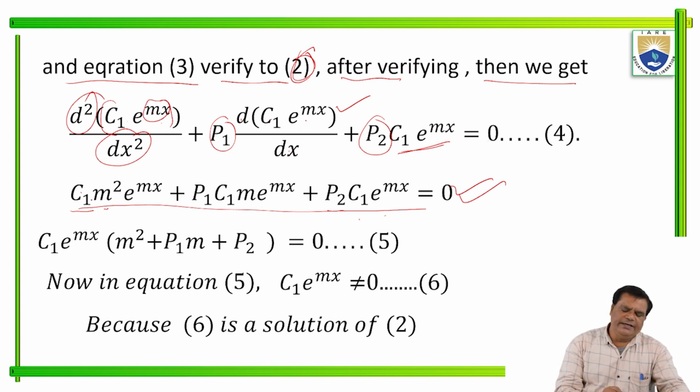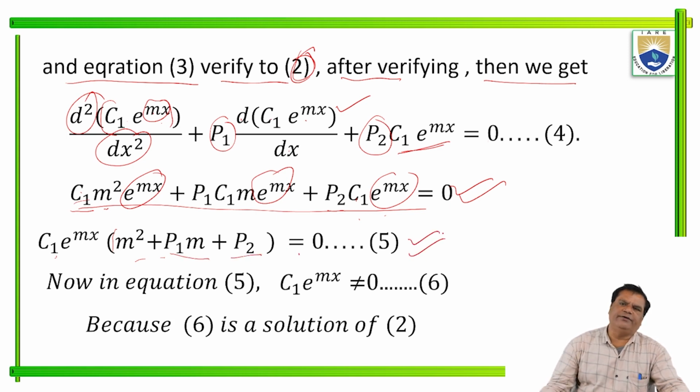Now here, c1 is in each term, that is constant, that I have already taken in our solution. So c1 is common and e to the power mx is also common. Taking e to the power mx common here, the remaining terms are m square plus p1 m plus p2 equal to 0. This is equation number 5. After verifying the differential equation with our considered solution, we get this result here.